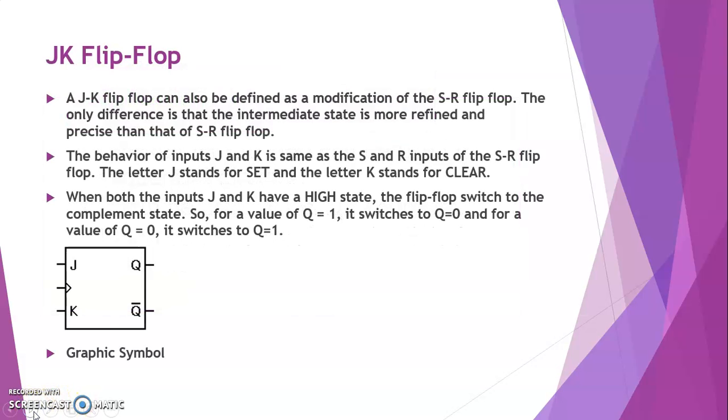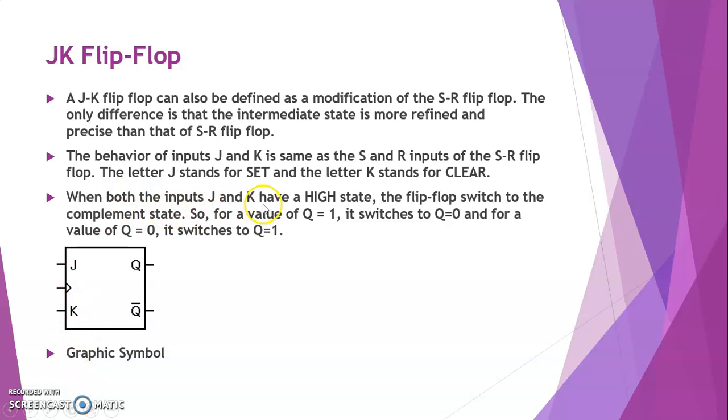Next is your JK flip-flop. A JK flip-flop can also be defined as a modification of the SR flip-flop. The only difference is that the intermediate state is more refined and precise than in the SR flip-flop. The behavior of JK is the same as the SR flip-flop. The letter J stands for set and K means clear.